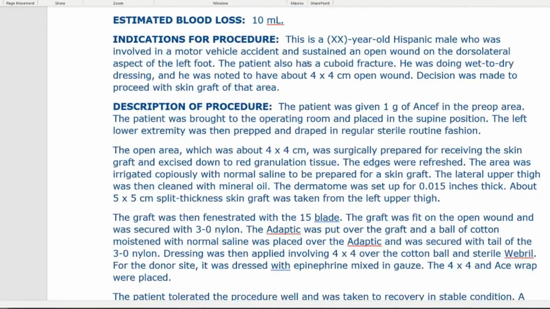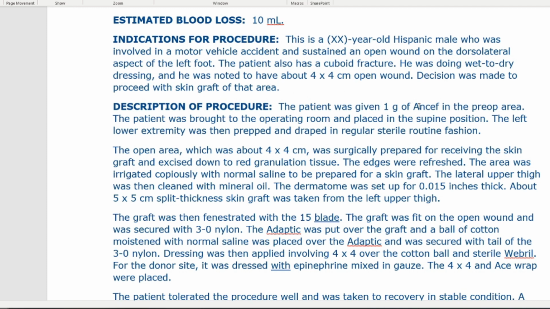So this patient was a Hispanic male who was involved in a motor vehicle accident and sustained an open wound on the dorsolateral aspect of the left foot. Patient also has a cuboid fracture. He is doing wet to dry dressing and has noted to have a 4 by 4 open wound. So that's the size of our wound. And remember, when we're coding, we code based off of wound size, not necessarily the graft size. Decision was made to proceed with a skin graft of that area.